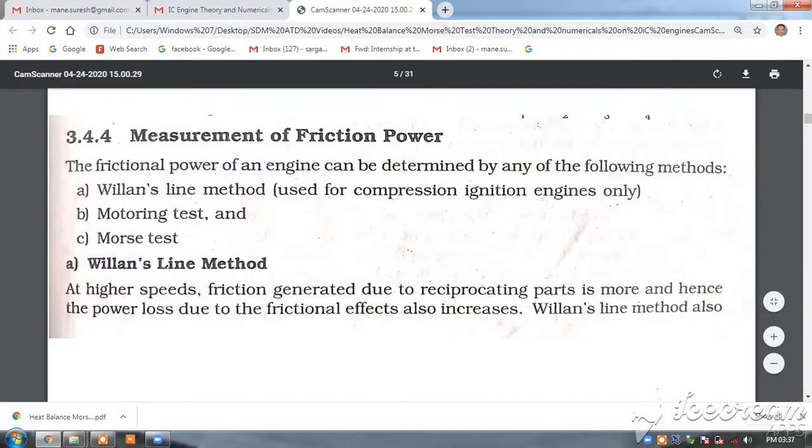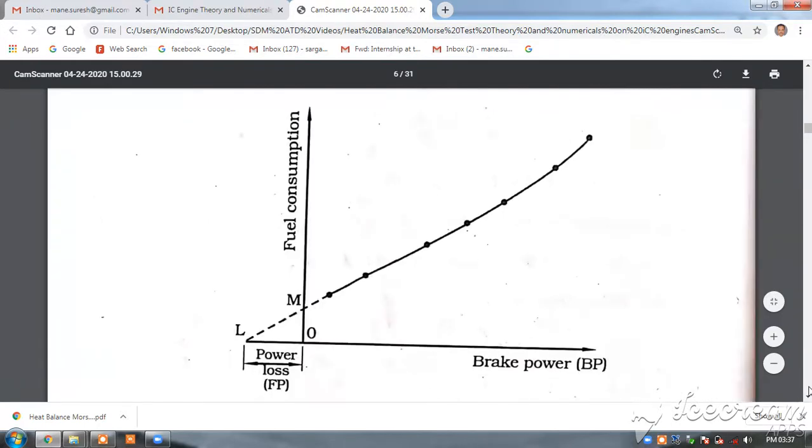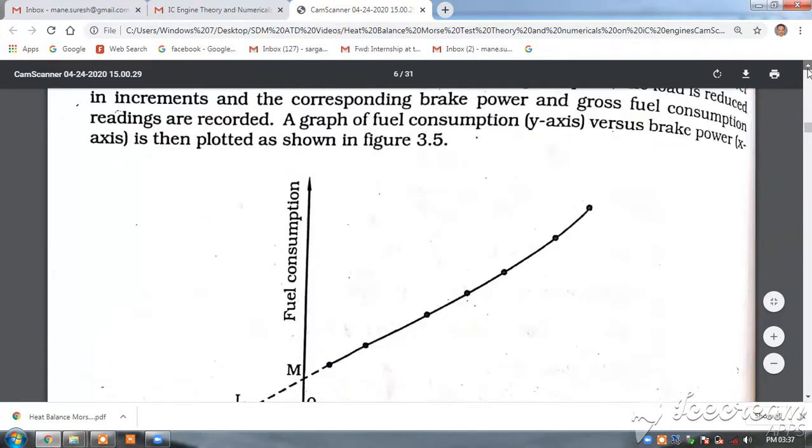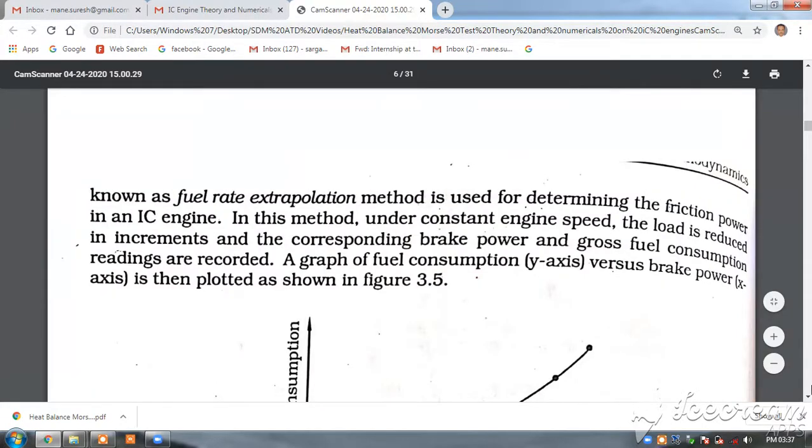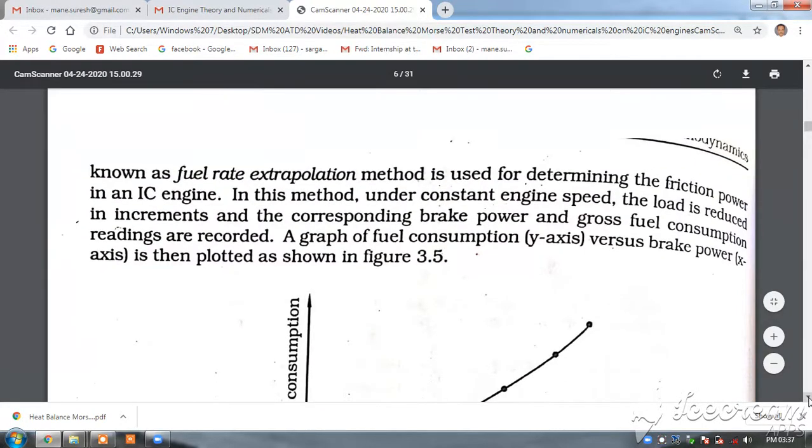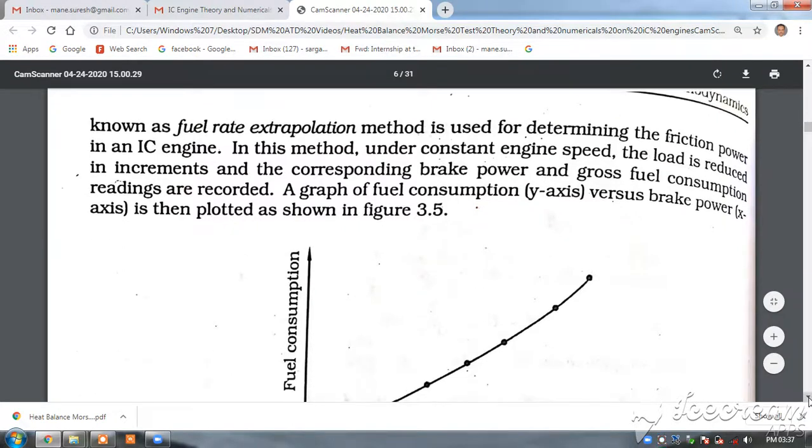At higher speeds, the friction generated due to the reciprocating parts is more, and hence the power loss due to friction effects also increases. So the friction is a function of speed, and definitely when the speed increases, friction increases. The Willans line method, also known as the fuel rate extrapolation method, is used to determine the friction power of an IC engine. In this method, under constant engine speed, please understand, when you are trying to find out frictional power, the engine speed should be constant, fixed.